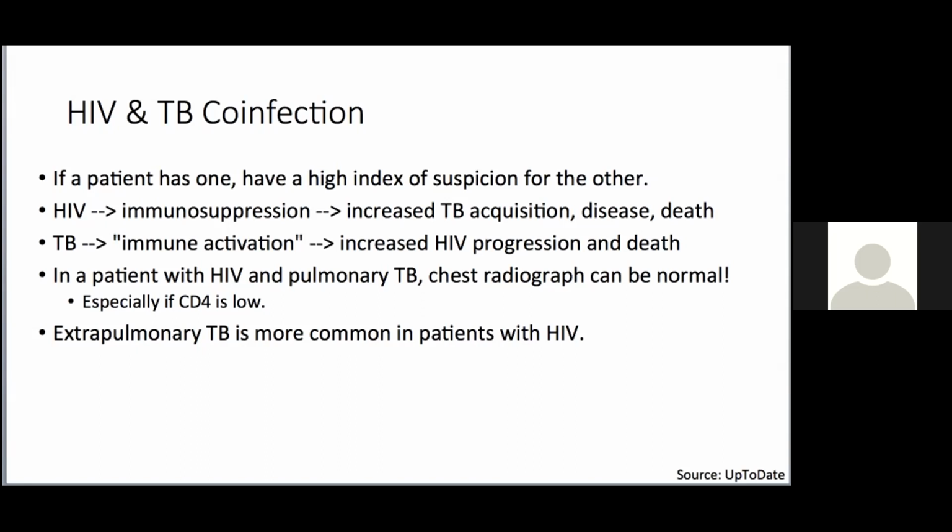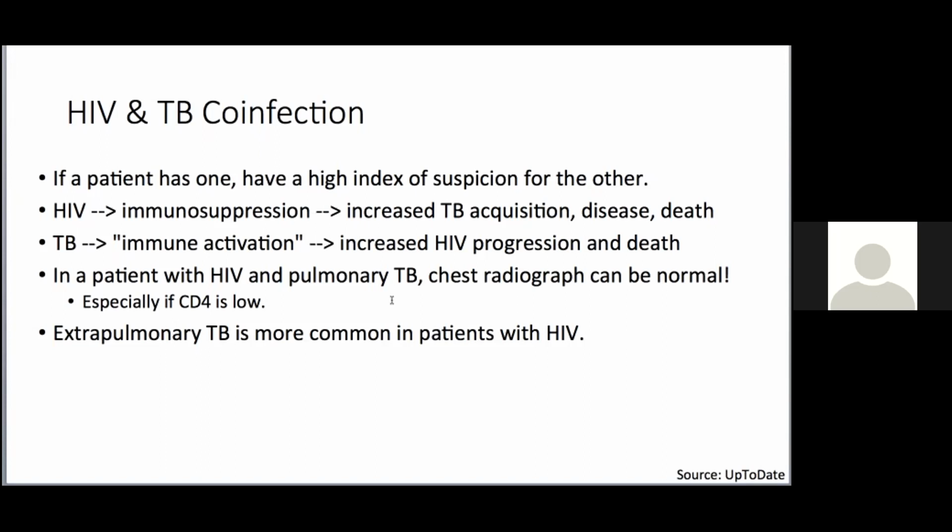Tuberculosis also feeds into HIV disease being worse. So there's this theory, and this is a little more in the hypothesis stage, that there's immune activation from TB, and that causes increased HIV progression and increased mortality from HIV as well.